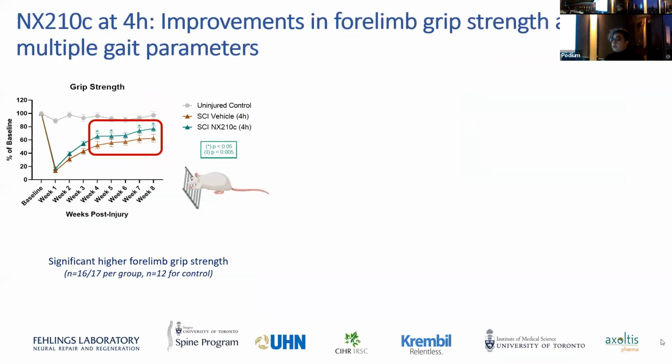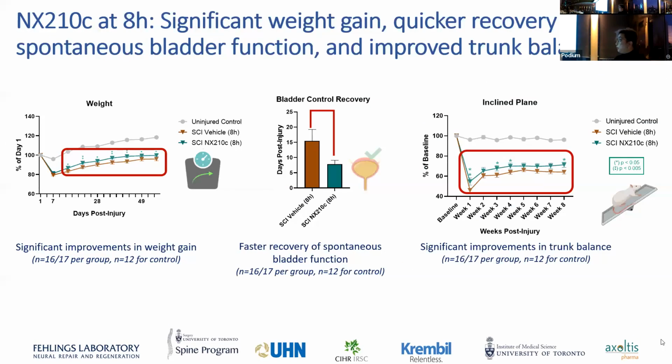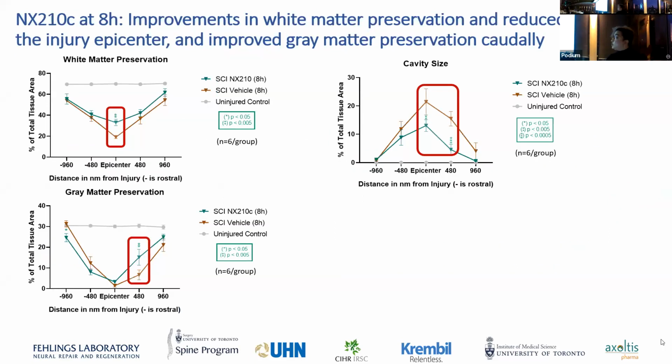In terms of our results, at the 4-hour time point, we did see significant improvements in grip strength, so forelimb function, as well as gait parameters, looking at the regularity of the gait as well as balance during walking. However, interestingly, most of our results were beneficial at the later time point. Functionally, we have improvements in weight gain, earlier bladder recovery, as well as improvements in trunk balance. In terms of our histological results, we did see improved tissue preservation, both in the white matter as well as the gray matter, and reduction in cavity size. So we can see that visually.